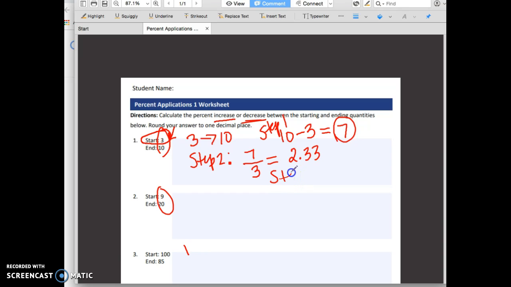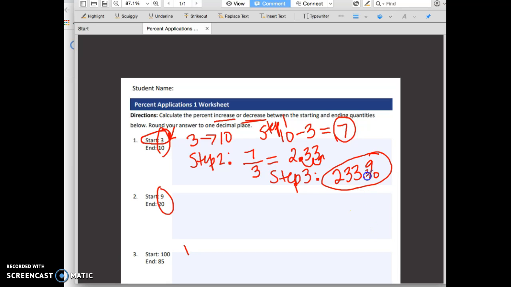Now step 3, same thing she showed you in the video. Step 3, what did she say to do with that 2.33? Do you remember? Convert it to a percent. So all of our answers should end up as a percent. So let's take this decimal. Remember, we're going to move it 2 places to the right. So that makes it 233%. So this is the answer that I'm looking for.